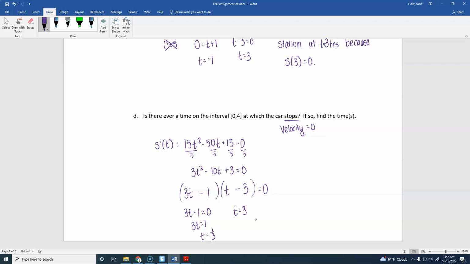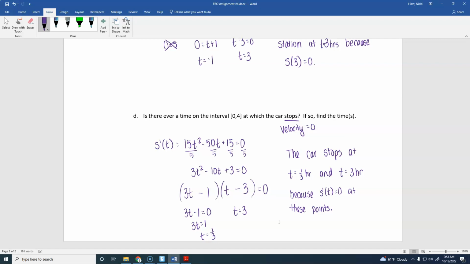Okay, so we would say the car stops at t equals 1/3 of an hour and t equals 3 hours because s prime of t equals 0 at these points. Questions?